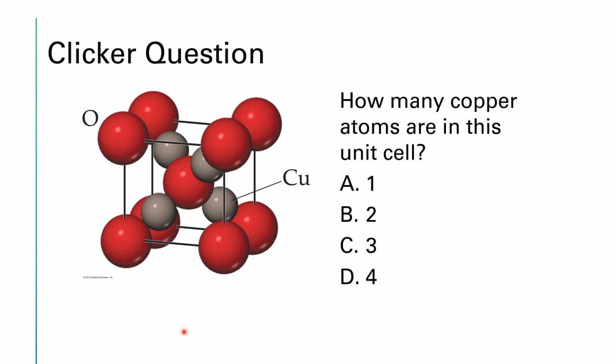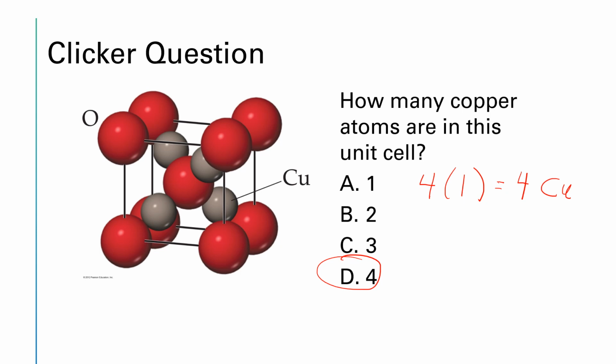So the coppers are all body atoms, and so we have 4 of them, and the body atoms completely are within the unit cell, so we end up with a total of 4 copper atoms.